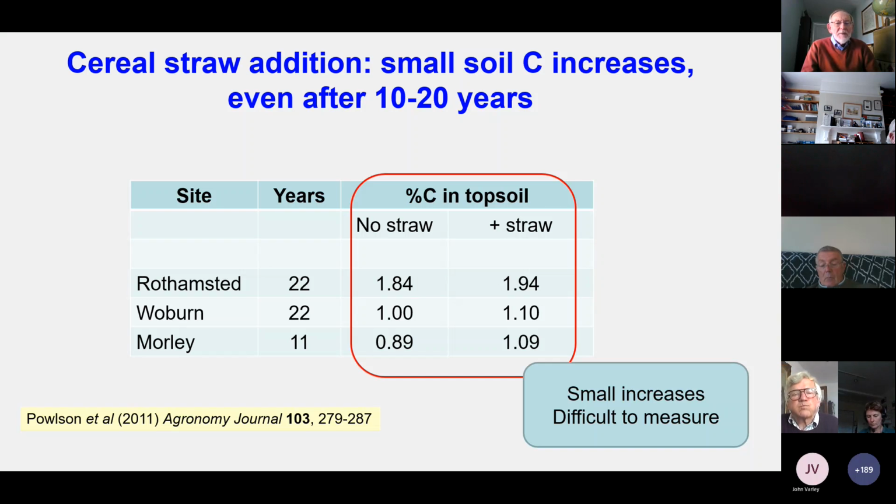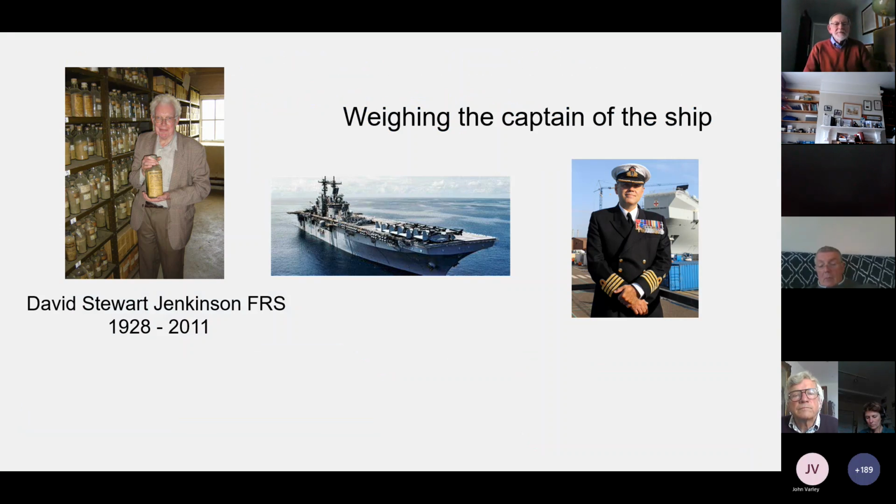Rothamsted gone from 1.8 to 1.9% carbon. Really quite a small change to measure, even after 22 years. Morley site gone from 0.9 to 1.1, a bit bigger. So we're looking at small increases, which are quite difficult to measure. So that's quite a challenge, especially in practical situations.